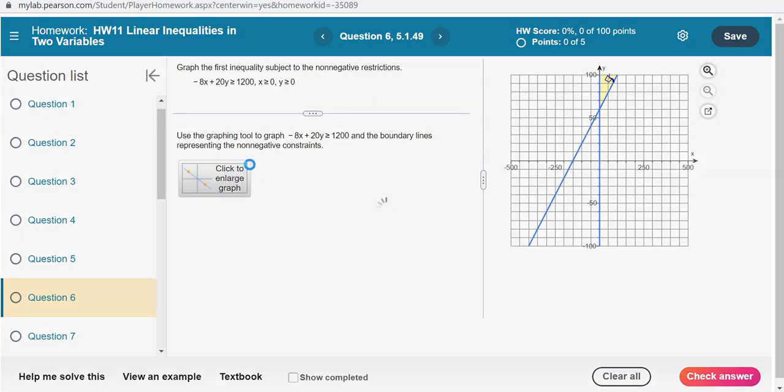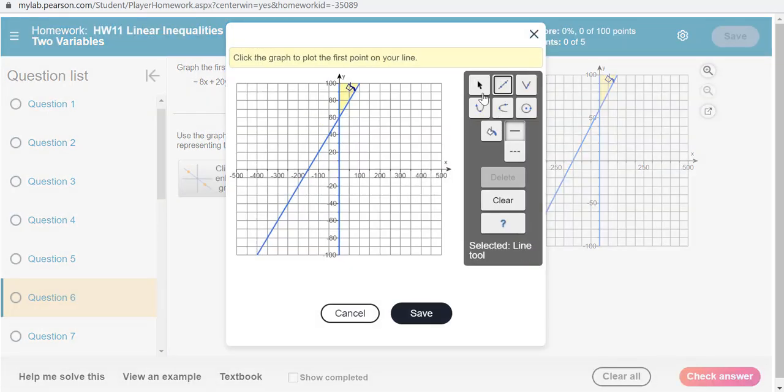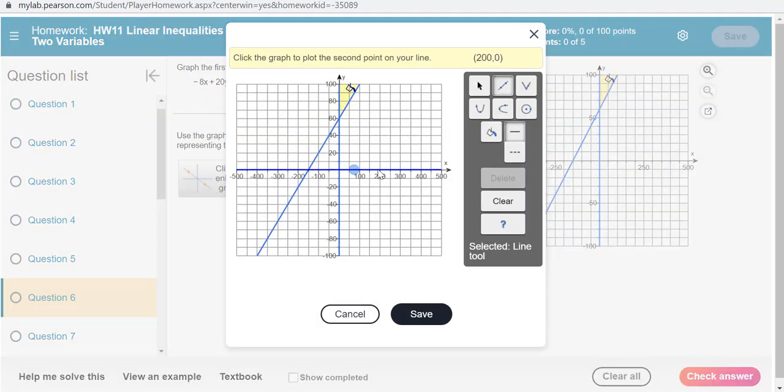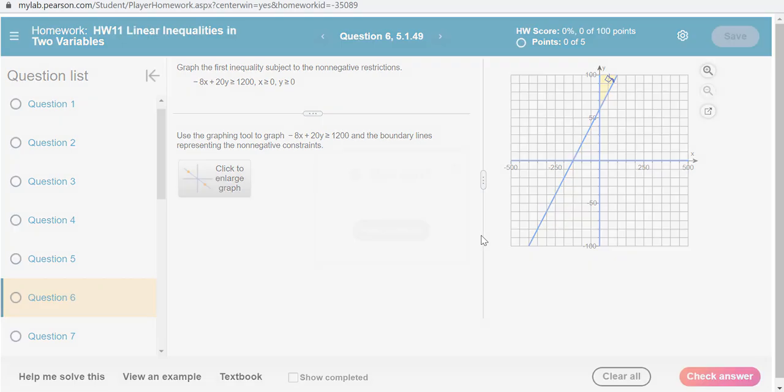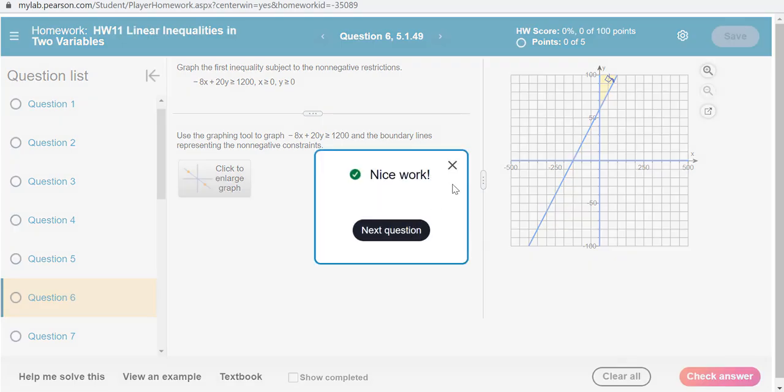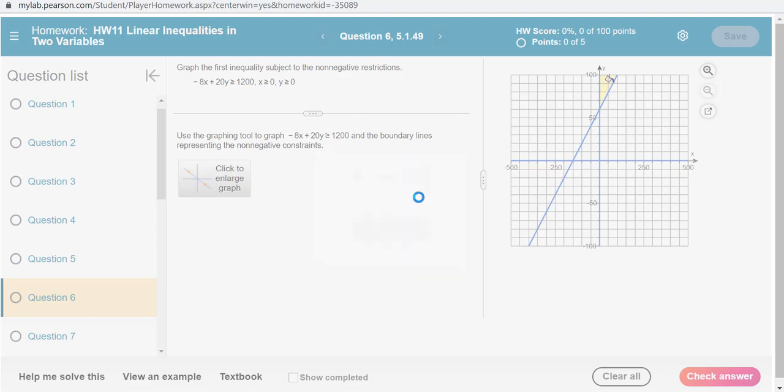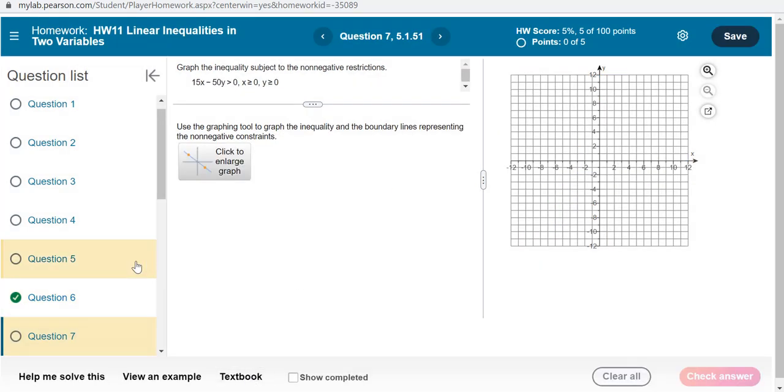Okay, I think it is going to require me to also graph this one and then shade up here. So hit save, check answer. Nice work. Okay, so it does want you to graph all 3 inequalities and then pick the intersection. So let's do this one more time.